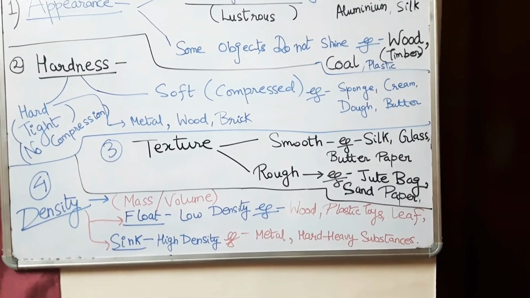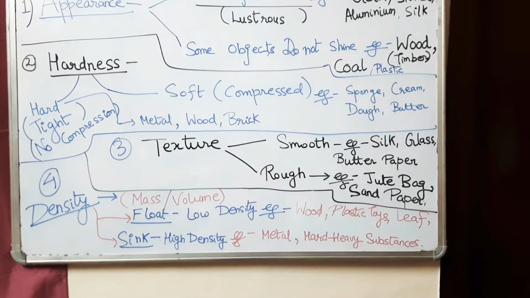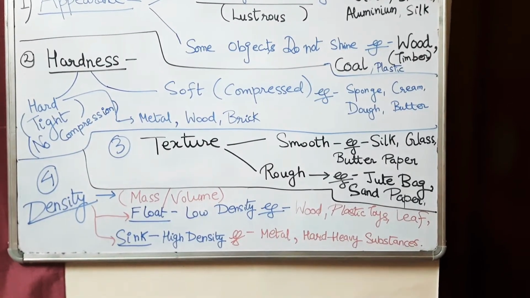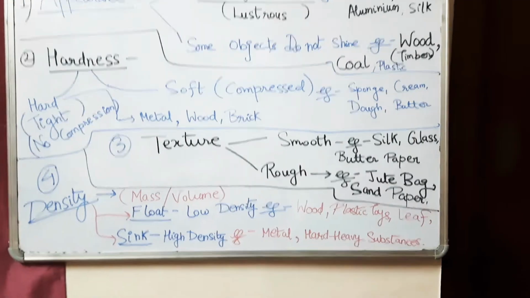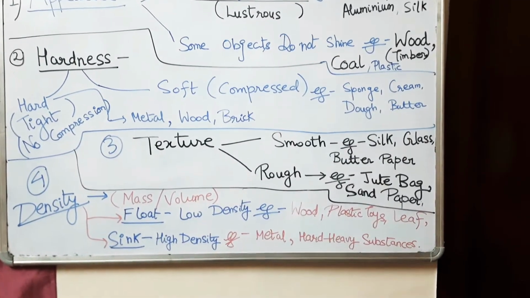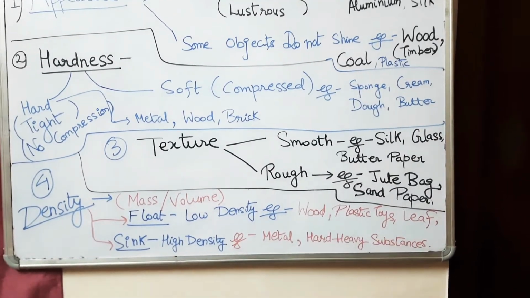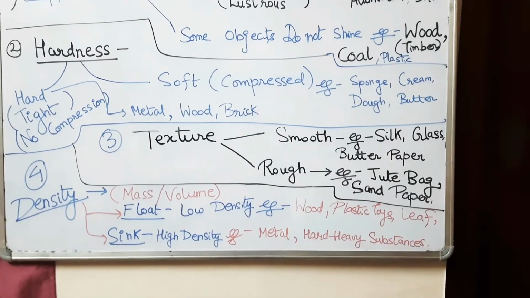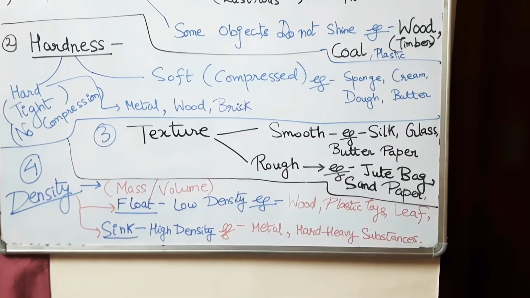Next is hardness. According to hardness, the materials which are hard, tight, and non-compressible, which cannot be compressed, are metal, wood, and brick. And the soft ones which can be compressed are sponge, cream, dough, and butter.